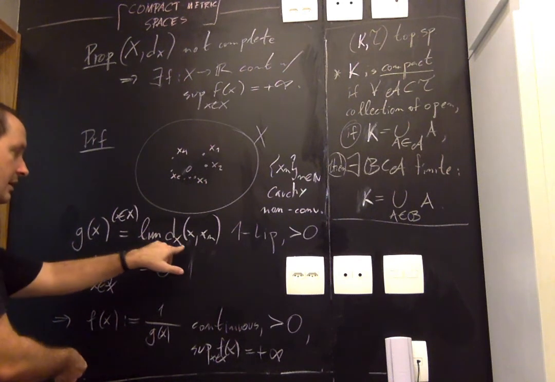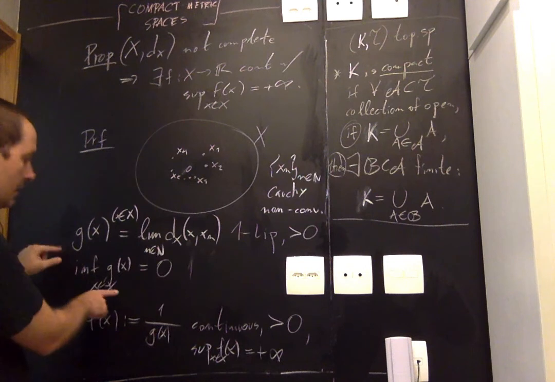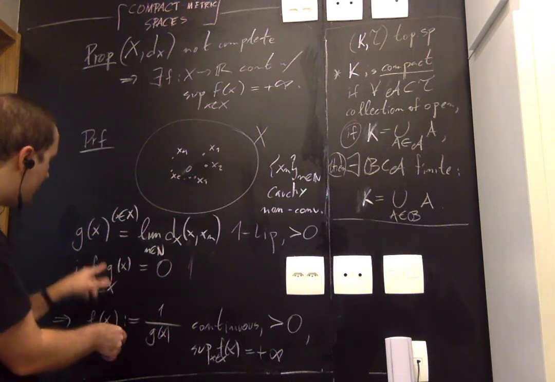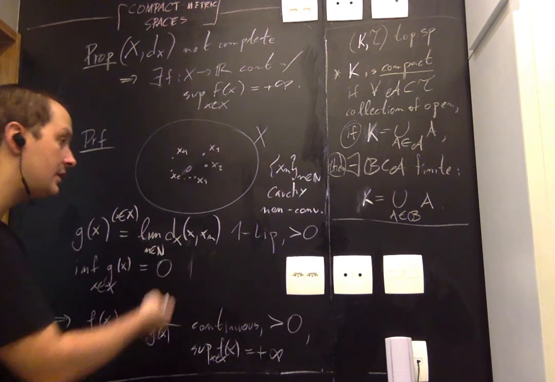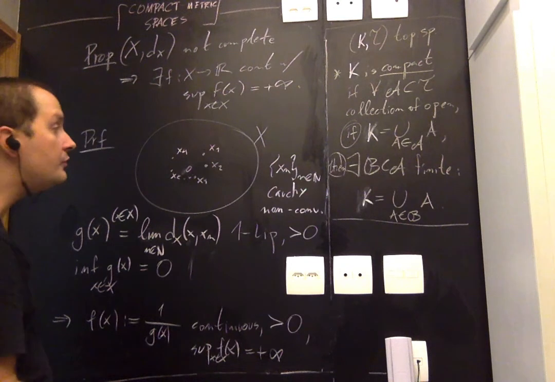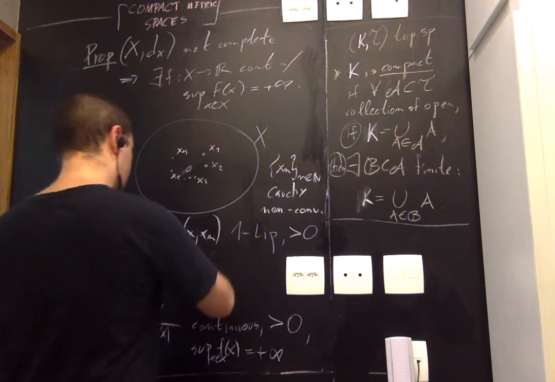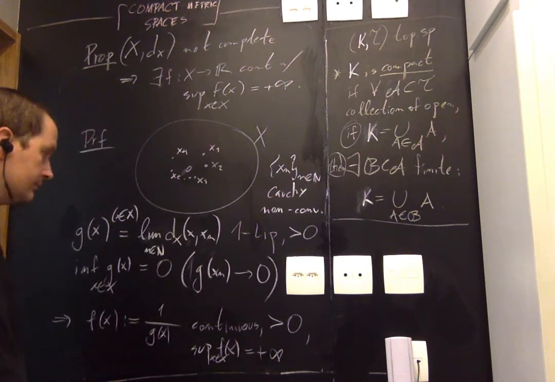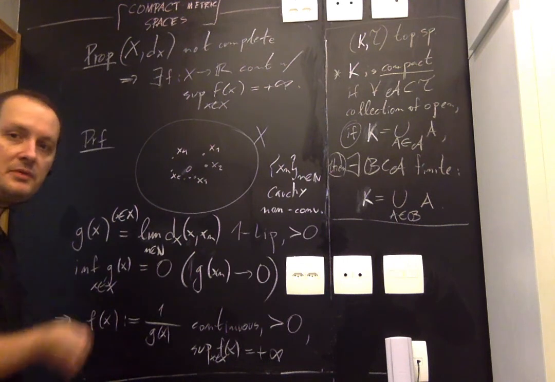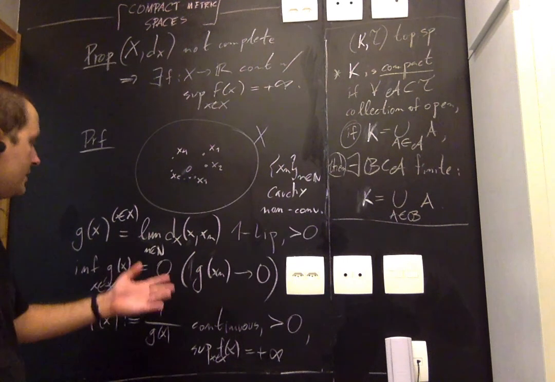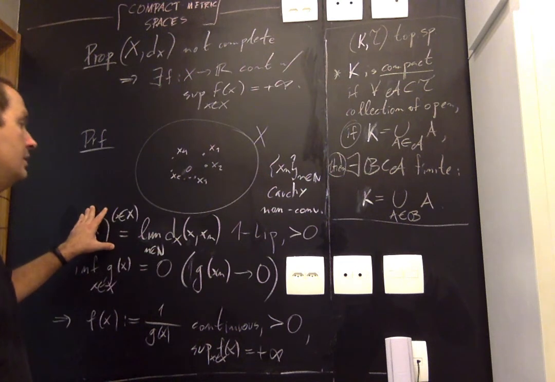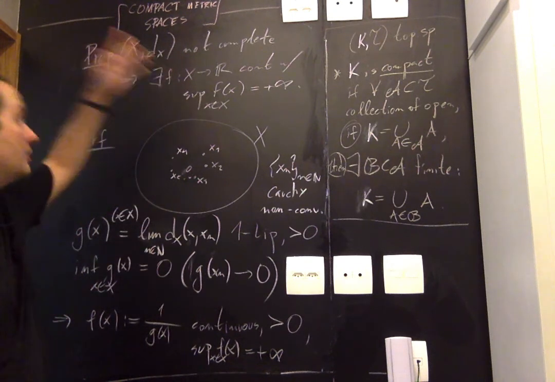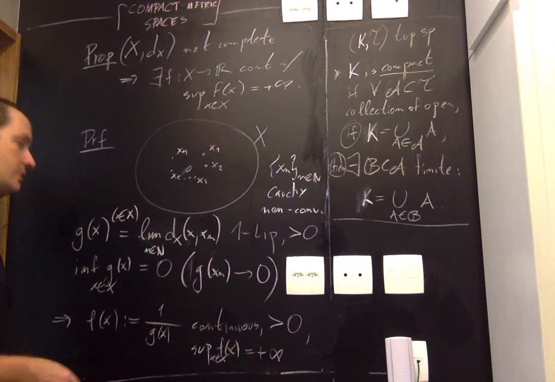But this function, in spite of being positive and continuous, has infimum equal to 0. Why? Because if you evaluate this function along the points of the sequence x1, x2, x3, x4, etc., you can prove using the Cauchy property that g of x sub n goes to 0. That's in the exercise we did before. If you didn't do it, now is the time to do so. So we have this Lipschitz function that's positive but has infimum equal to 0 over any non-complete metric space. And that solves the problem as before, right?